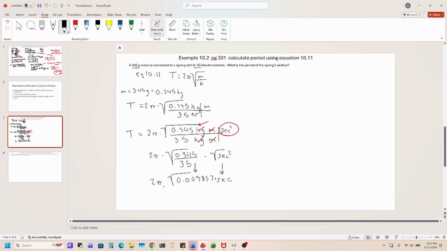We haven't done anything with 2 pi yet, but if we take the square root of that, it ends up being 2 pi times 0.0993 seconds, and then we multiply all of these out, and I'm going to put the answer over here. Our period ends up being 0.62 seconds. And this is a 2 sig fig number here, because back here we're dividing by a 2 sig fig number. So that just makes our answer 2 sig figs there.